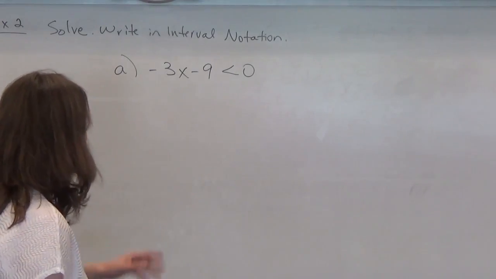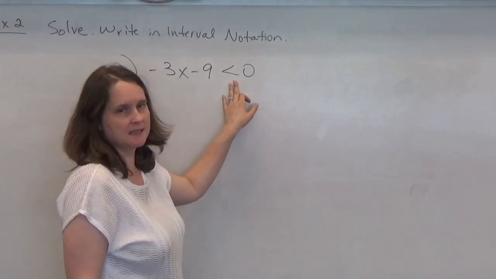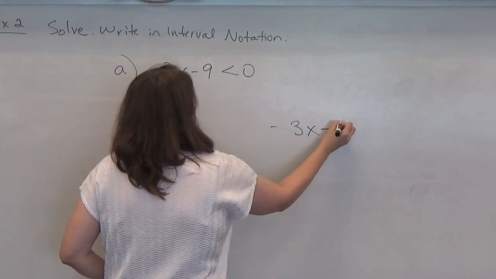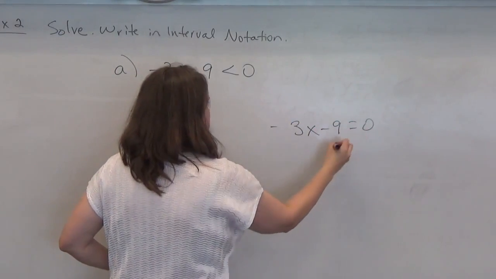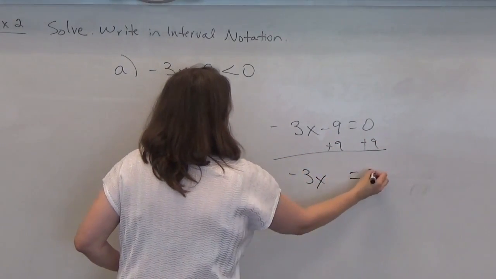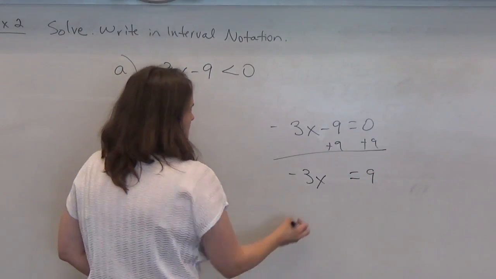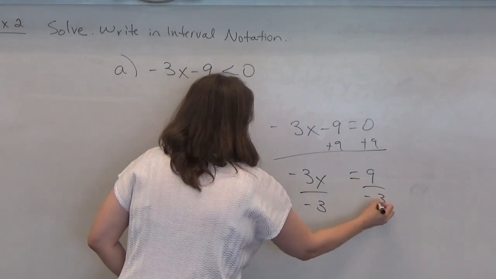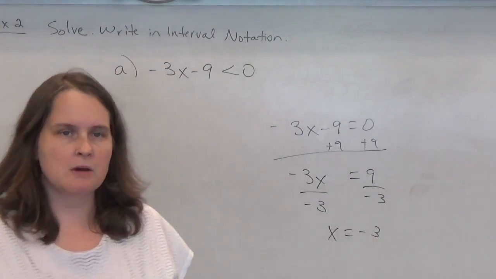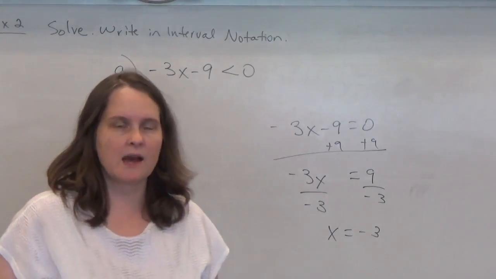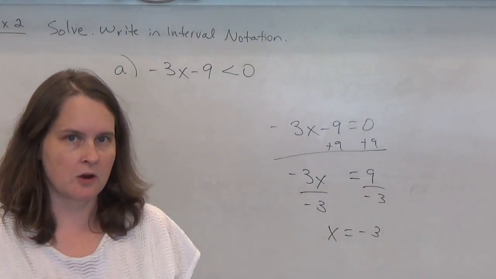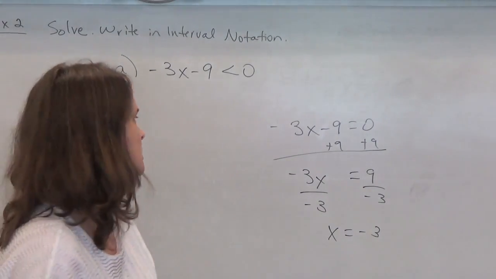For example, let's talk about how you would handle this if instead of the less than symbol you had an equal sign. If you had an equal sign, you would do negative 3x minus 9 equals 0. You would add 9 to both sides. You would solve negative 3x equals 9. You would divide both sides by negative 3, and you would have x equals negative 3 for your answer. Well, we do this very much the same way, but with it being an inequality, we have a lot more answers than just negative 3. We're going to have everything either larger or smaller than negative 3 for our answer. So we have an infinite number of solutions here.